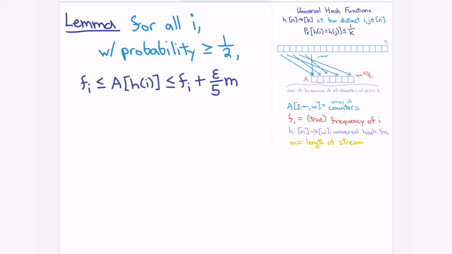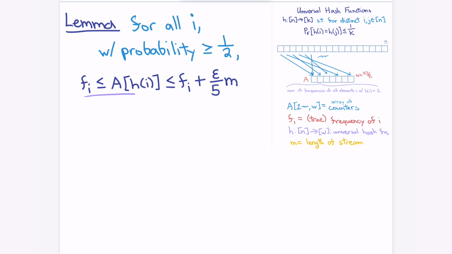Okay, good. So we have two inequalities. The first one is this, f sub i less than or equal to a. This is the easier side. Why is this true? Yeah, and in general, I guess the key thing is that our algorithm only overestimates because I return my own count plus things that collided with me. Okay, so that's not so bad.